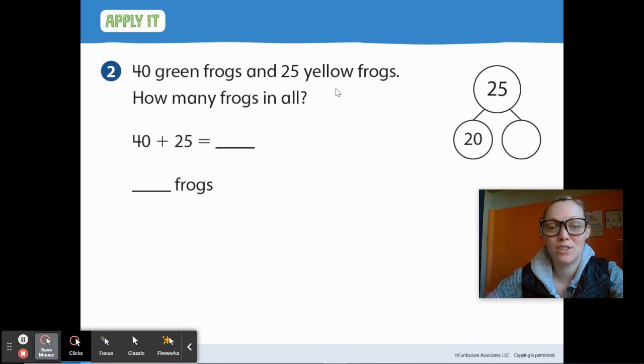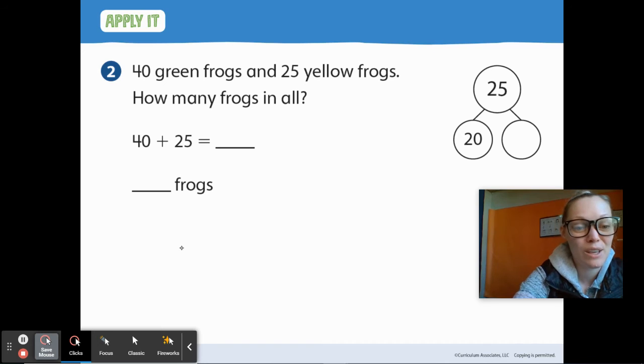"40 green frogs and 25 yellow frogs. How many frogs in all?" And notice 40 is the tens that we're adding. 25 is the number we're adding it to. 40 is easy because there's no extra ones. So now you can break up your 25, add your 40 with your tens from your 25, and then your extra ones. Go ahead and solve that now on your own.